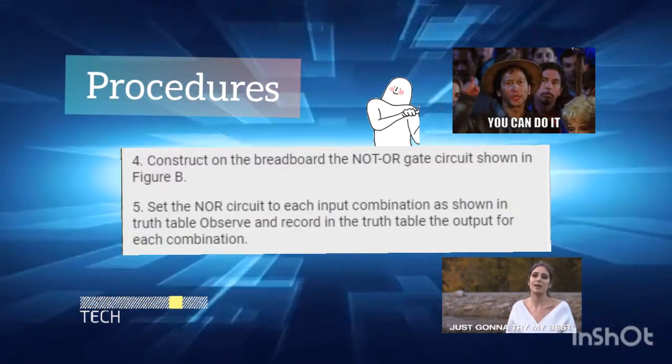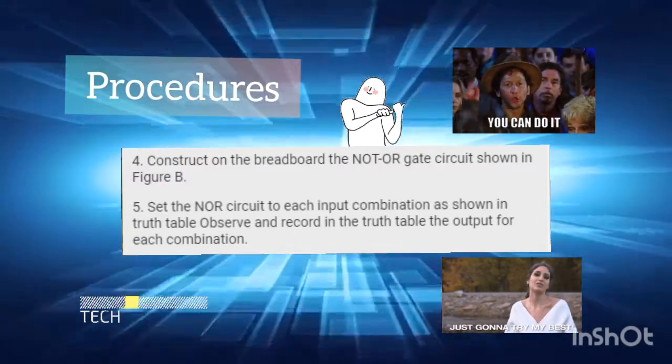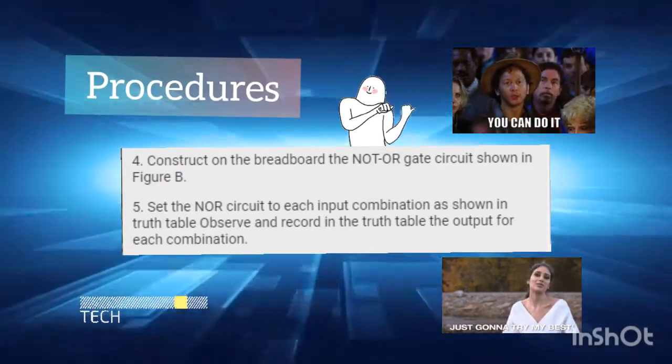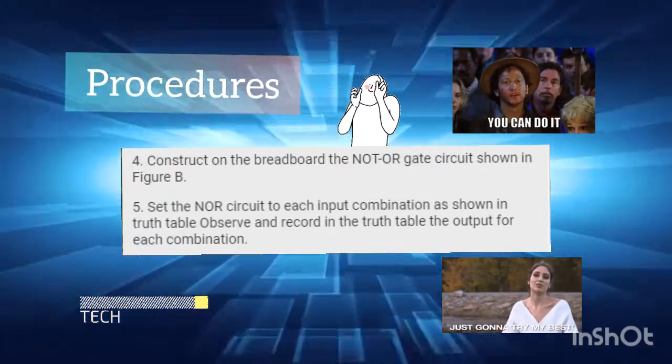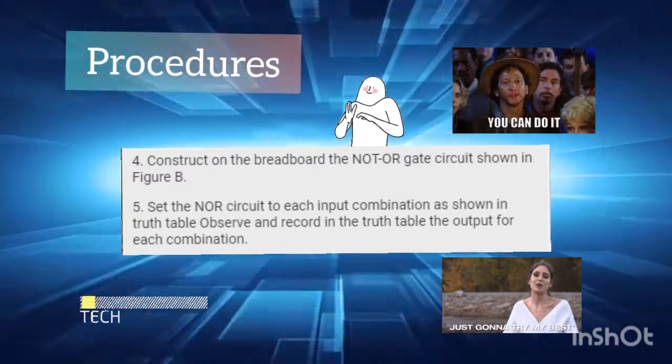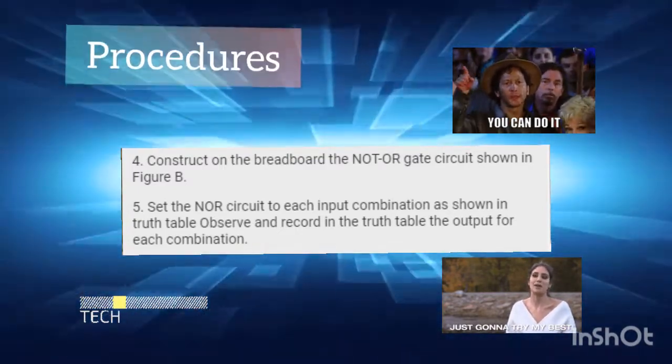Our next procedure is to construct on the breadboard the NOT OR gate circuit shown in figure B. The next one is to set the NOR circuit to each input combination as shown in the truth table. Observe and record in the truth table the output for each combination.